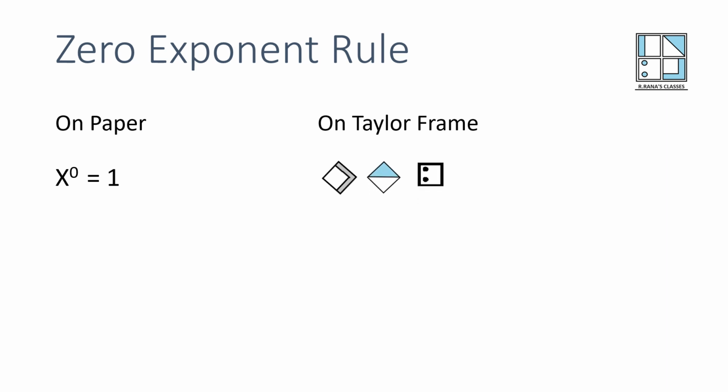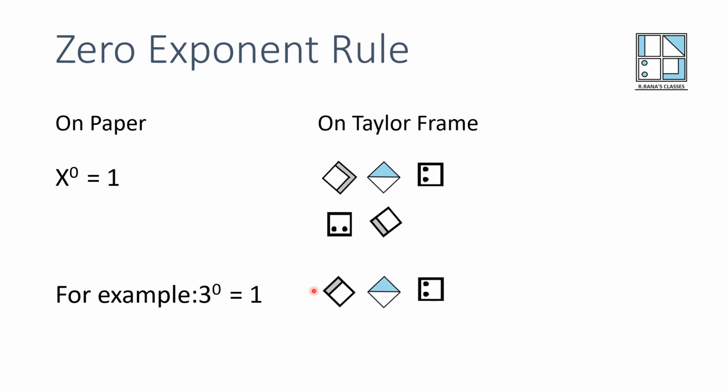On Taylor frame, write x raised to power 0. This is equal to 1. For example, 3 raised to power 0 is 1, and when we apply it on Taylor frame, same way we will write 3 raised to power 0 is equal to 1. Anything raised to power 0 is 1.